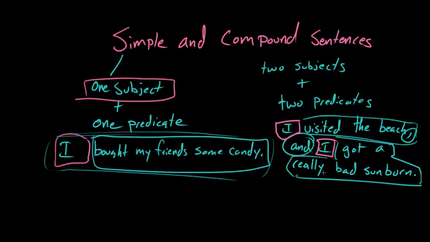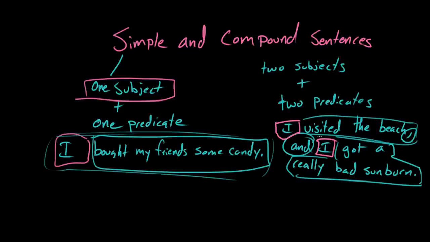So the subject in both these cases is I, right? But it's sort of separate. It's like I am doing two different actions. Correct. What's important is even if it's the same subject, if it's I both times, well, I don't know how to say this, but if it were I visited the beach and got a really bad sunburn, then it would be a simple sentence.